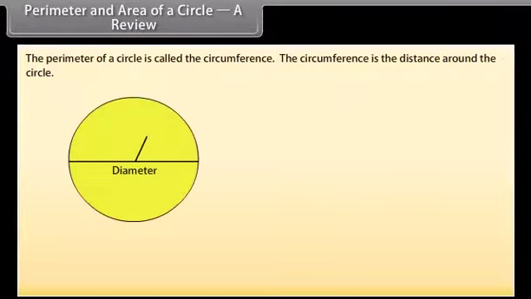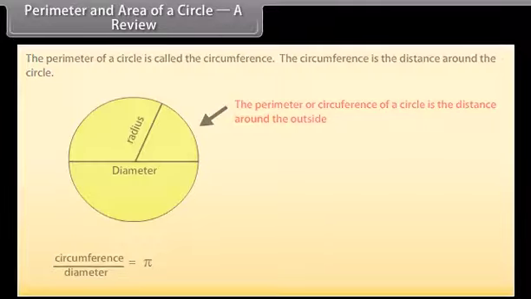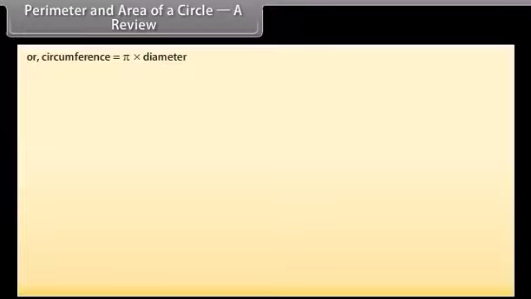Perimeter and area of a circle. A review. The perimeter of a circle is called the circumference. The circumference is the distance around the circle. The ratio of circumference to its diameter is constant. The constant ratio is denoted by pi, so circumference is equal to pi into diameter, which is equal to pi into 2r, where r is the radius of the circle, which equals 2 pi r.